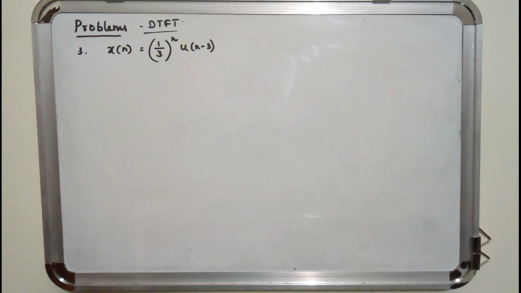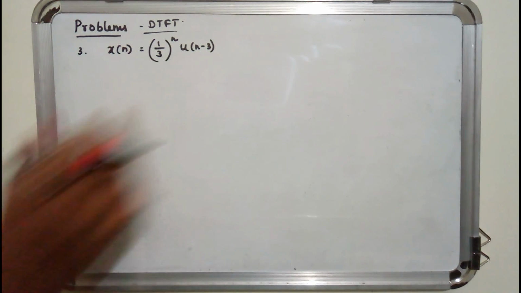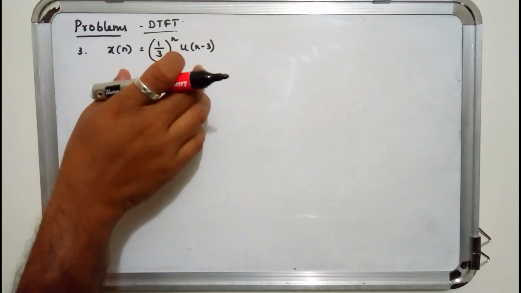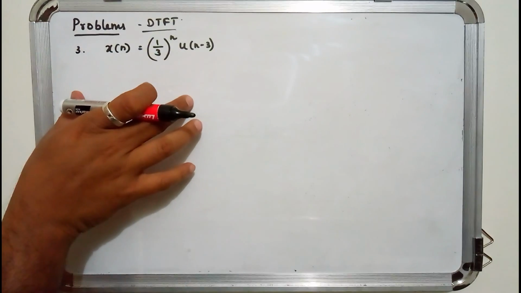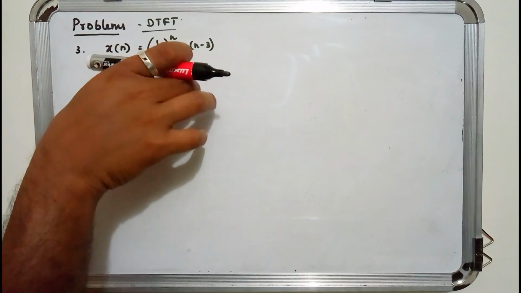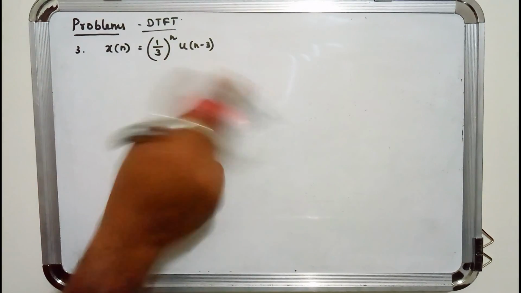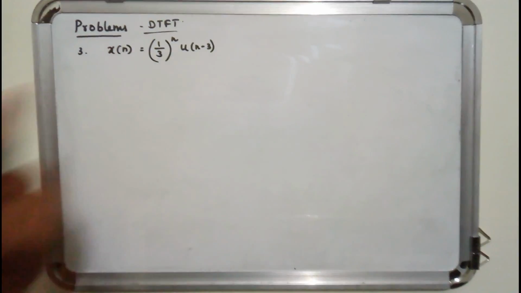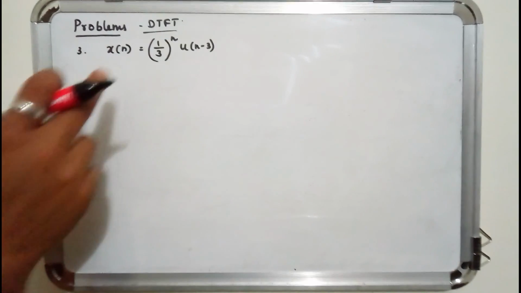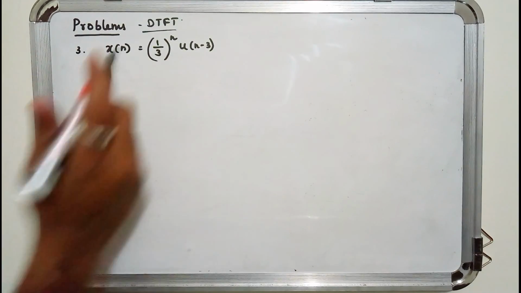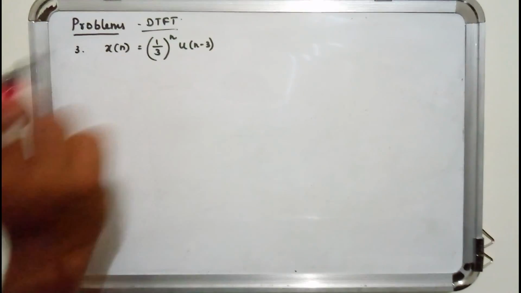So the next problem is x of n is equal to 1 by 3 power n u of n minus 3. Now this problem can be solved from the definition by using the x of e power j omega equation, as well as by using the properties which we have studied. So there are two methods of solving this problem. I will try to solve this problem in both methods. Whichever is comfortable to you, you better go for it.